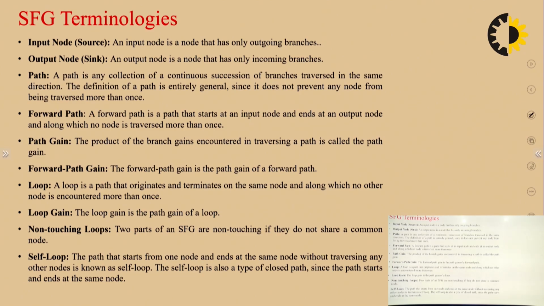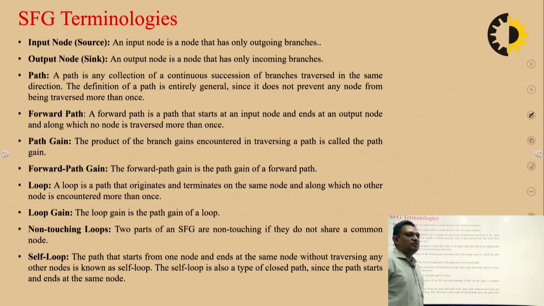Path gain: the product of branch gains encountered in traversing a path is called the path gain. Forward path gain is the path gain of a forward path. Loop: a loop is a path that originates and terminates at the same node, and no other node should be encountered more than once. Loop gain is the path gain of a loop. Non-touching loops.